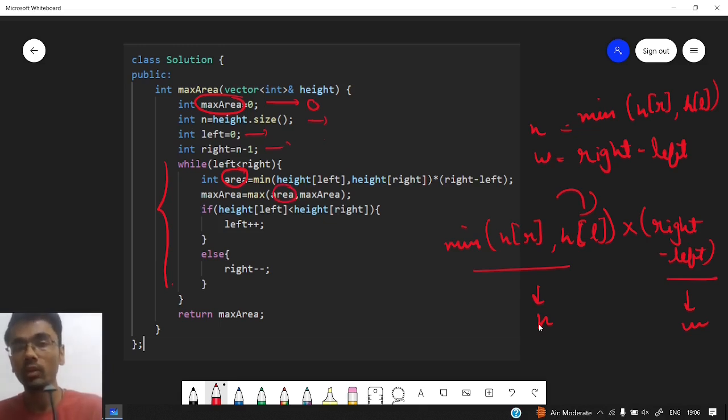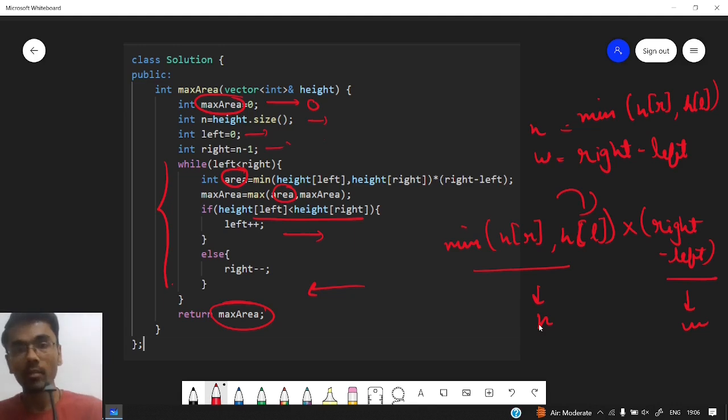Now we need to shift our pointers. So if height of left pointer is lesser than the height of right pointer, obviously we will move our left pointer to the right side, otherwise we will move our right pointer to the left side. In the end we are just returning the maximum area.